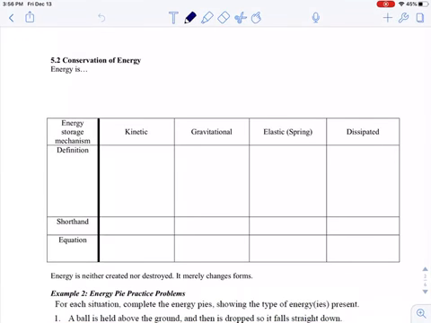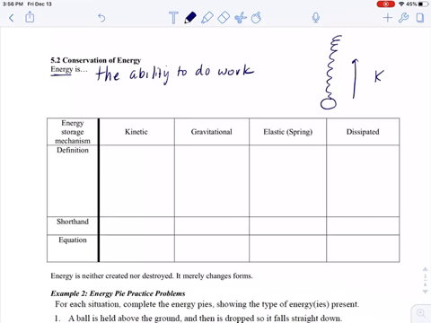Energy is the ability to do work. In the last section, we saw that if we compress or stretch a spring, it can store energy, and that stored energy could be released later. So I could have a spring that I stretch out, and when I let it go, it might pull up on an object. And when it does that, it would give that object what we call kinetic energy, or energy of motion.